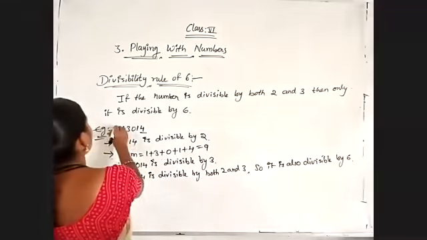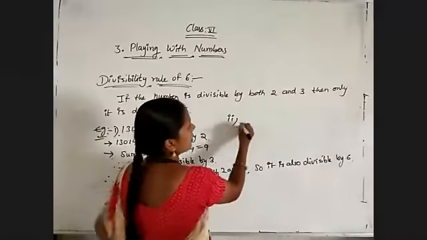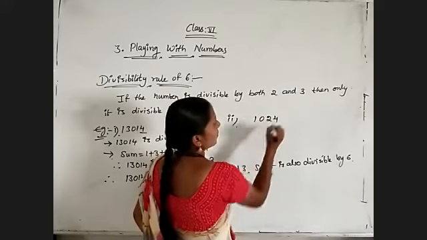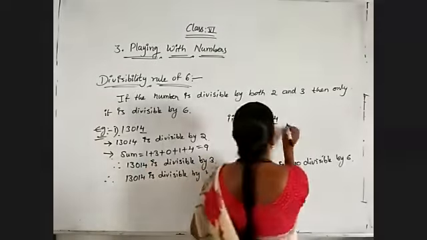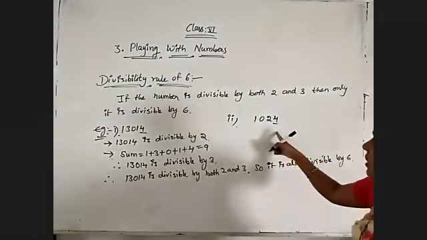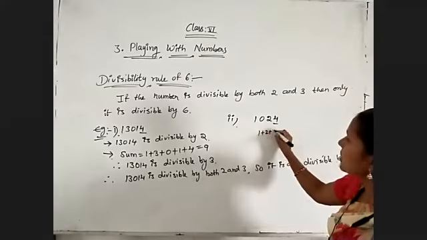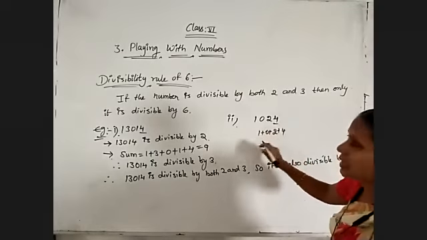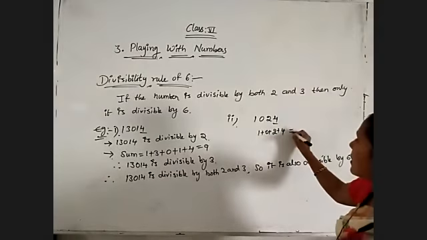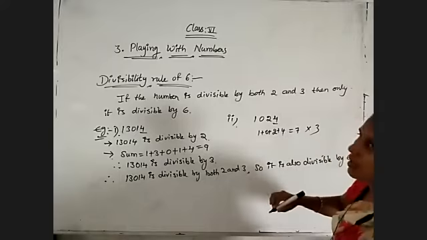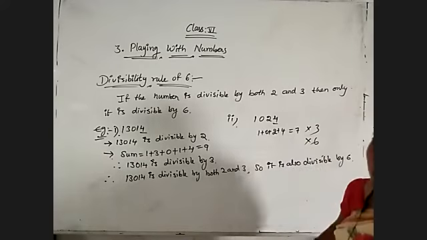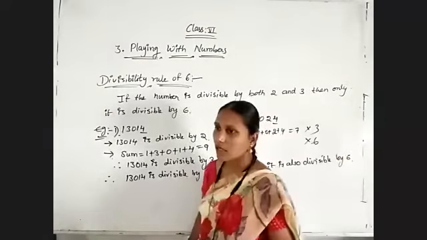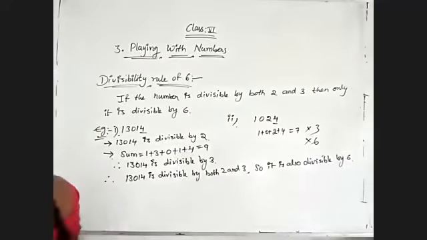For example, another example I am taking. Okay, observe now. Here because 4 is there, it is divisible by 2. Now 1 plus 0 plus 2 plus 4. What will we get? 1 plus 2, 3, 3 plus 4 is equal to 7. So it is not divisible by 3. That means it is not divisible by 6 also. Take a few more questions and check whether those are divisible by 6 or not.